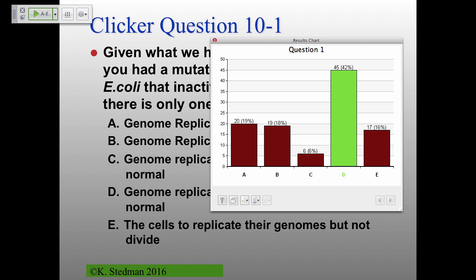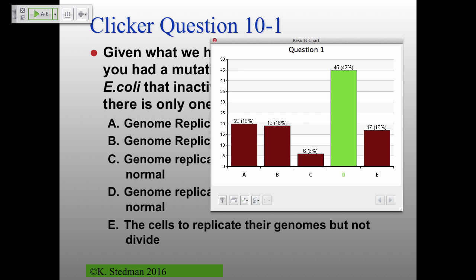Sorry, if they were lacking topoisomerases completely, then what would the answer be? Then they would never be able to replicate. It would cause all kinds of problems. Okay, make sense? Yes? No? Still no? We can always talk about it later offline.